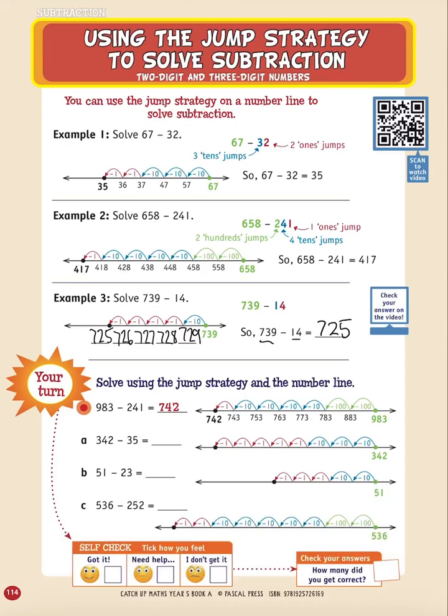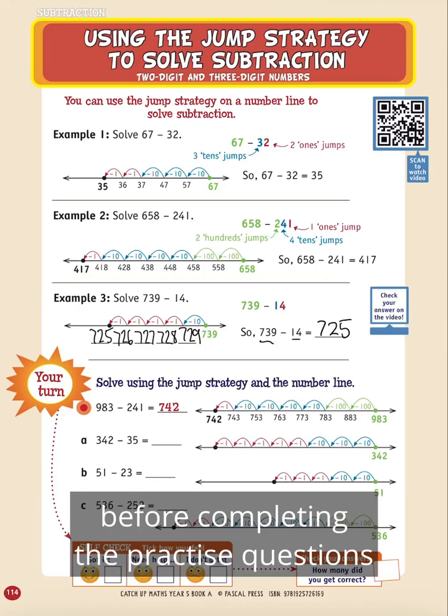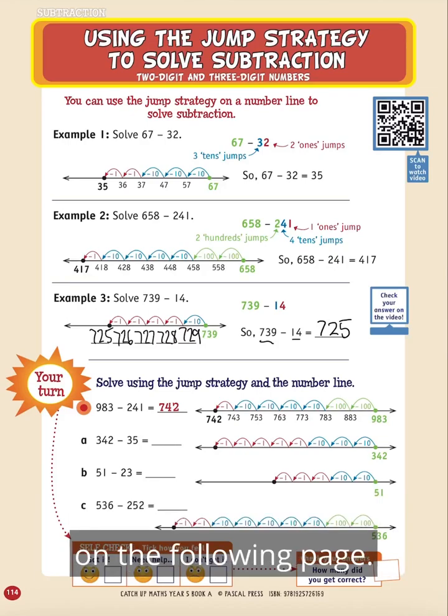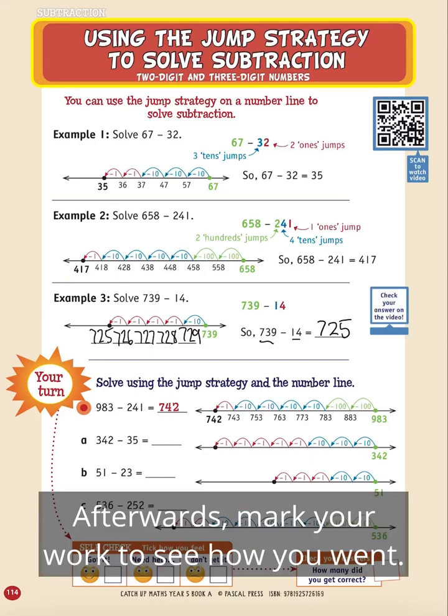Now it's time for you to complete the Your Turn section by solving using the jump strategy and the number line. Once you have done this, mark your work and tick how you feel in the self-check box before completing the practice questions on the following page. Afterwards, mark your work to see how you went.